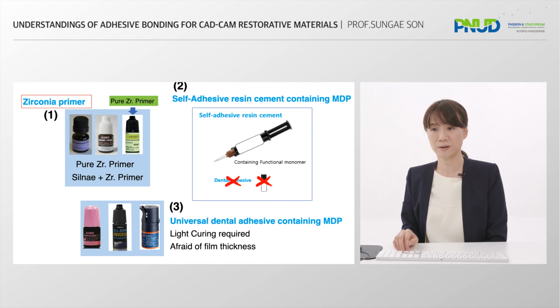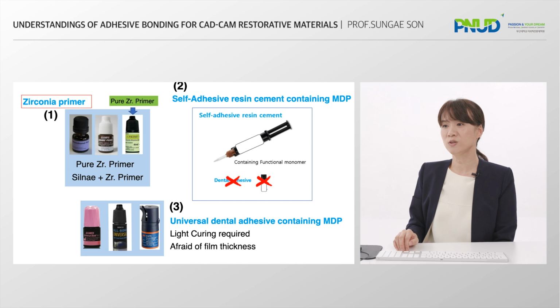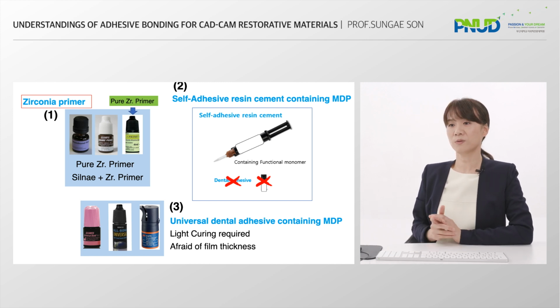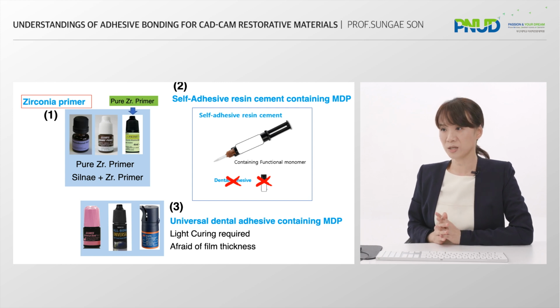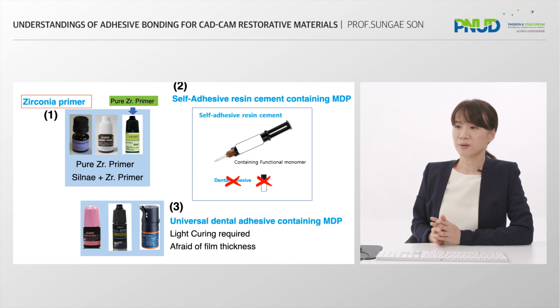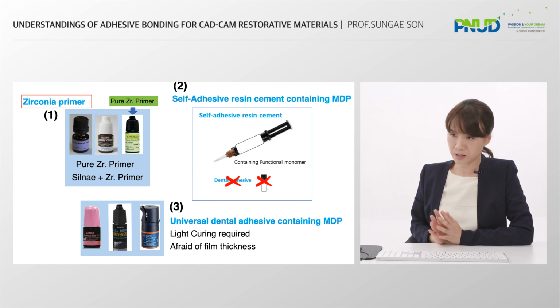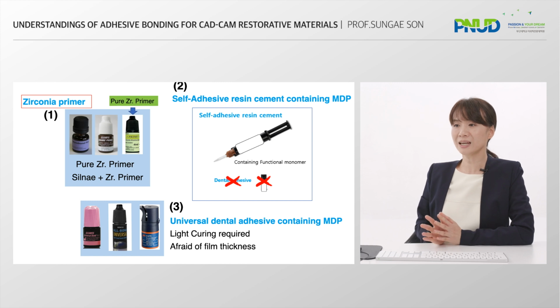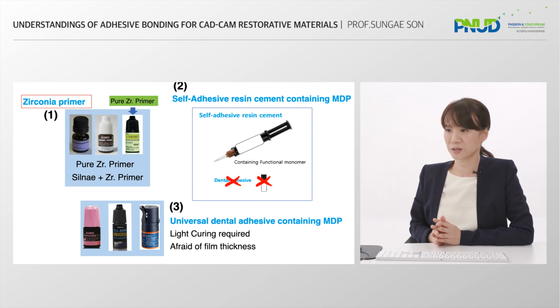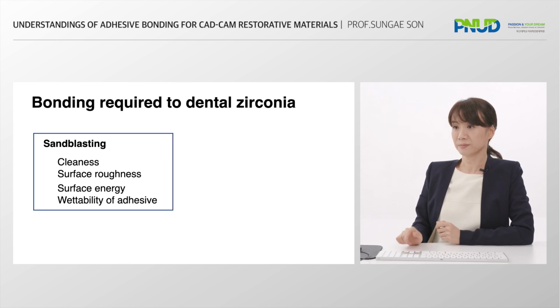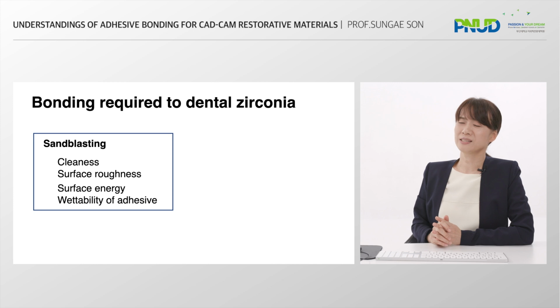as zirconia primer. However, when universal dental adhesives are applied to the inner part of a zirconia restoration as a zirconia primer, you have to be aware that light curing must be performed for the chemical stability of the universal adhesive, and that film thickness may increase because the universal adhesive is thicker than other primers. Mechanical surface treatment of zirconia is important.